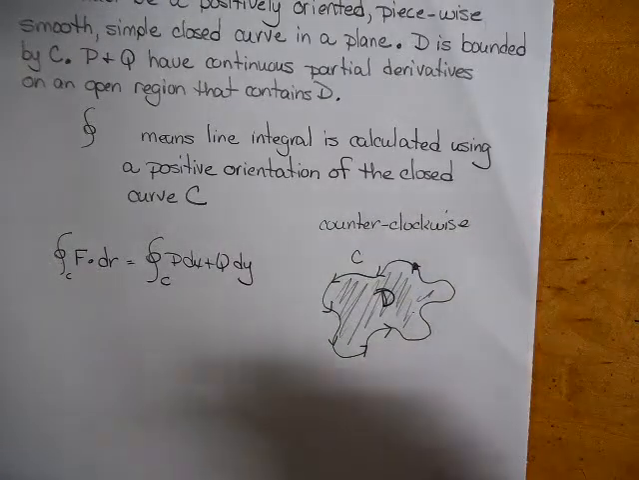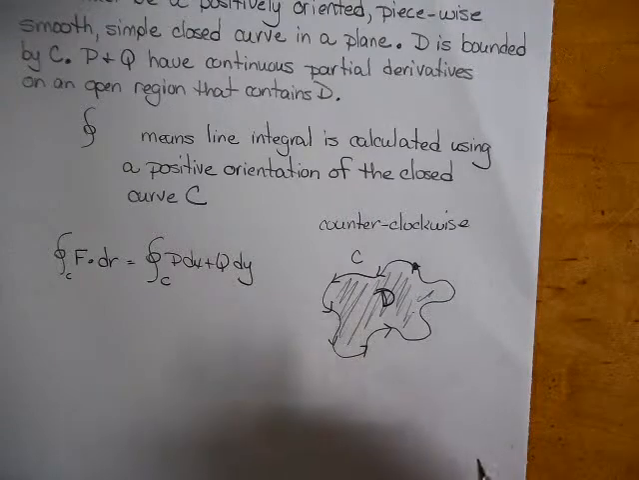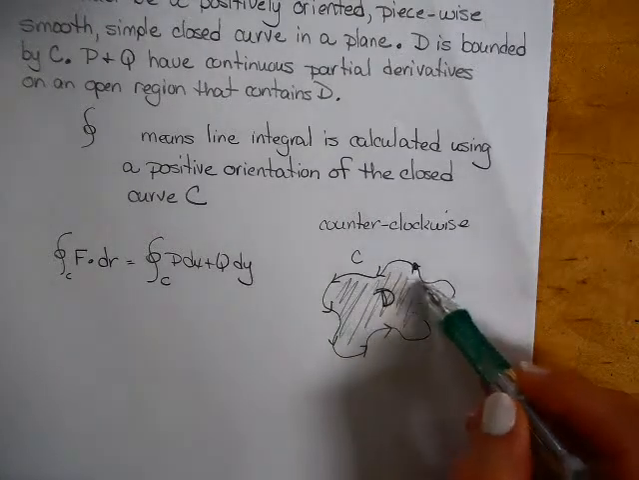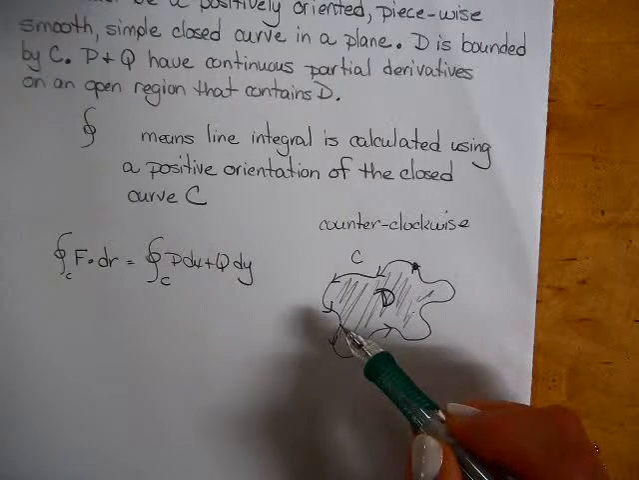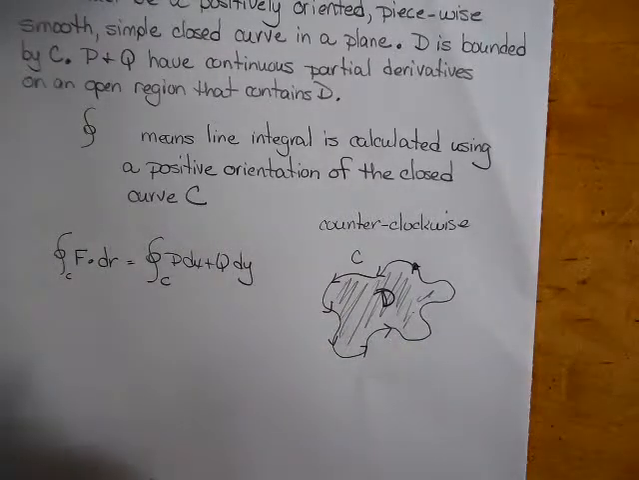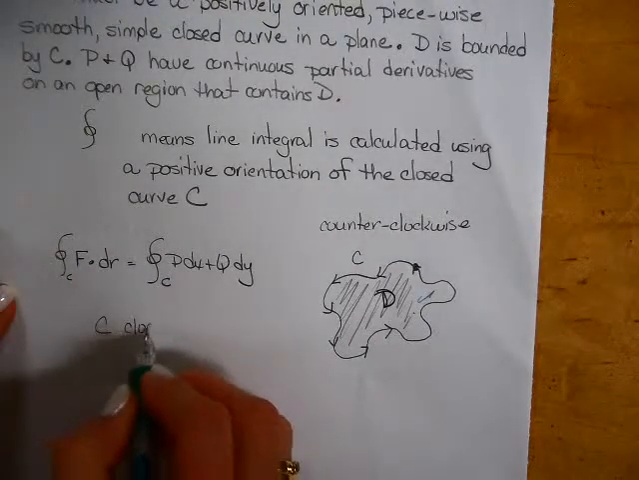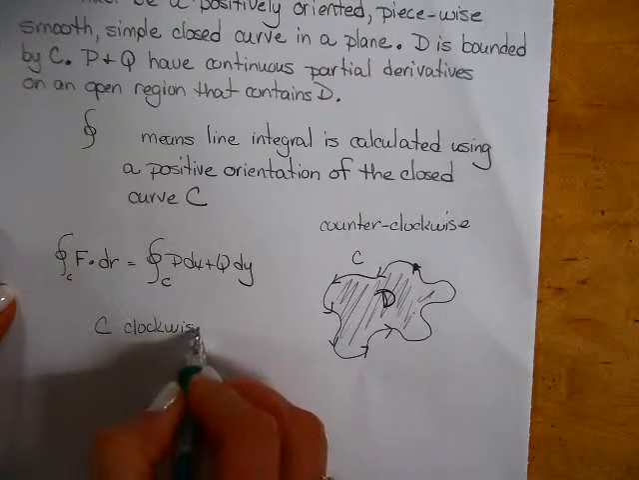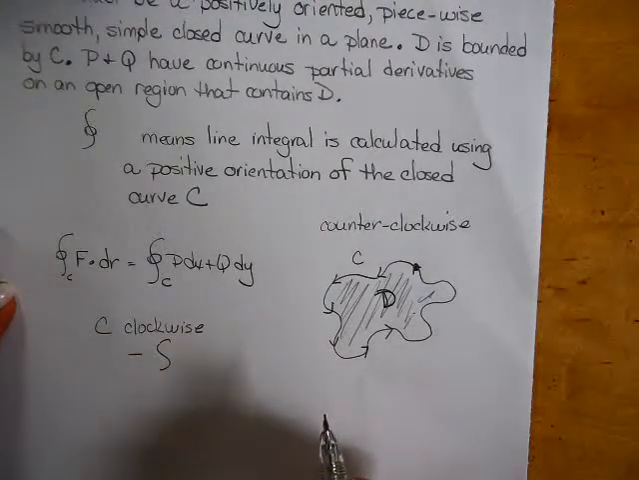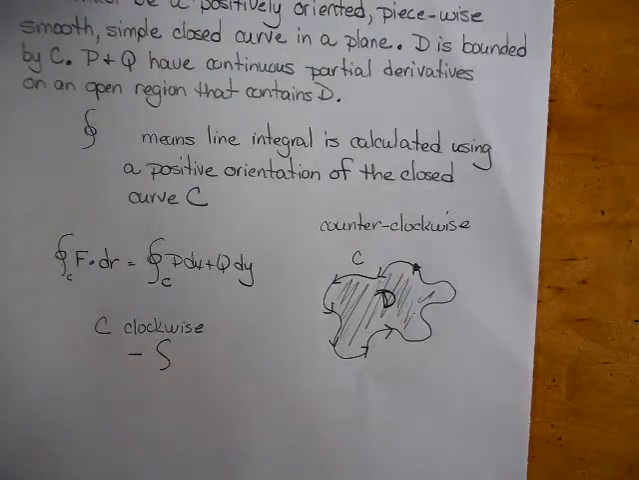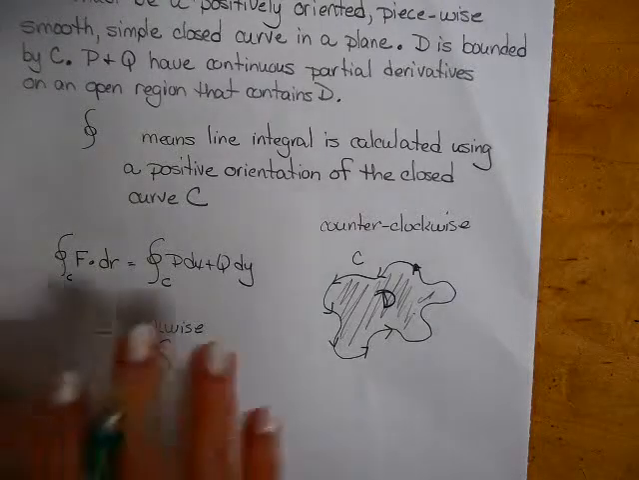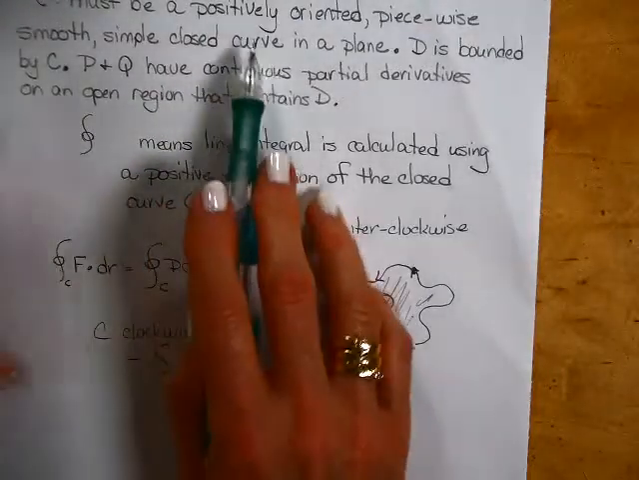If your orientation is backwards, if your curve is clockwise, then all you do is stick a negative sign in front of your integral to change the direction. That reverses it back to the correct direction. So that kind of makes sense? Okay, it should. All right, is there a question about this positively oriented?